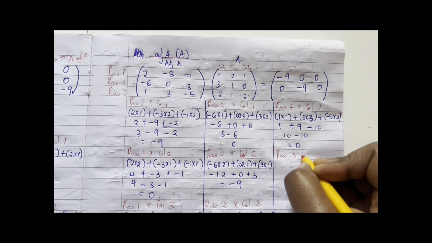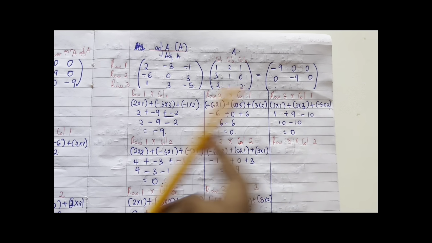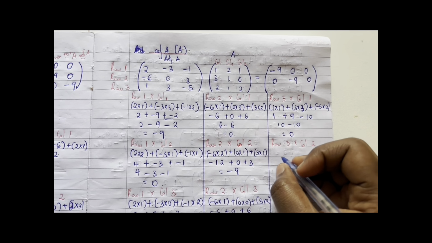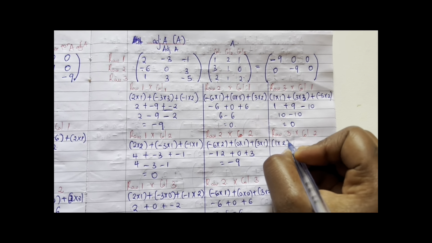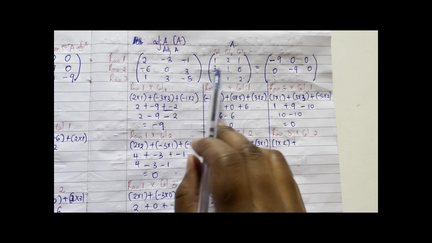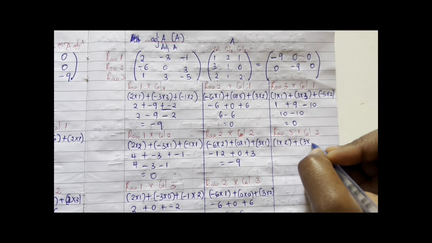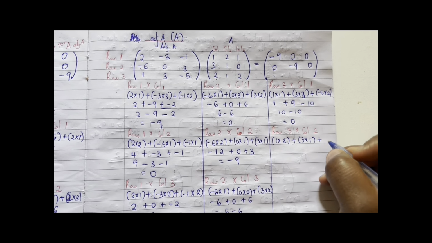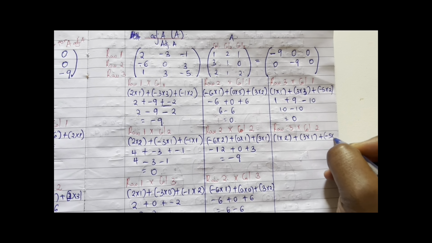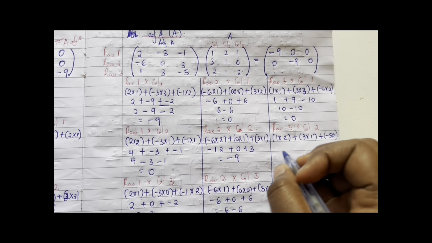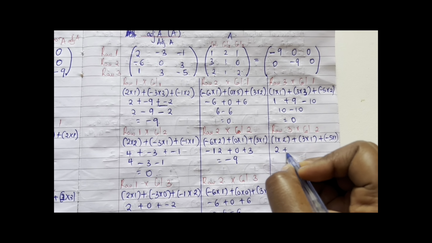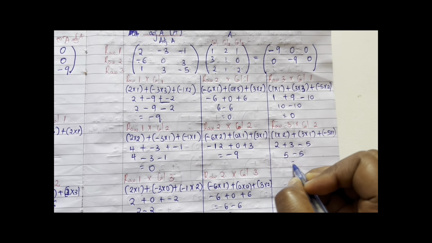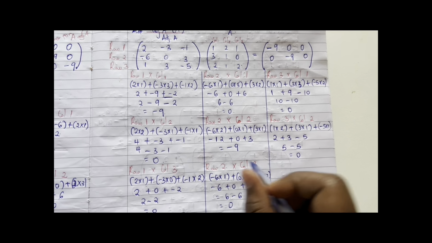Then we go to row 3 times column 2. 1 times 2 plus 3 times 1 plus negative 5 times 1. So that will be 2 plus 3 minus 5, that's 5 minus 5, answer is 0.